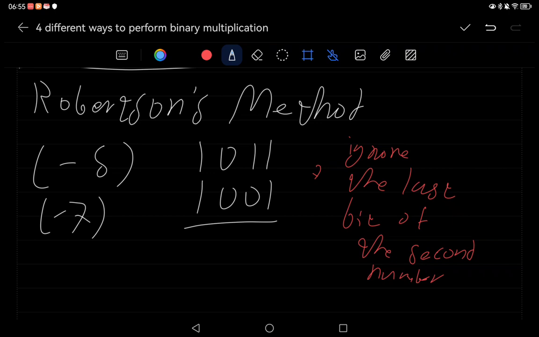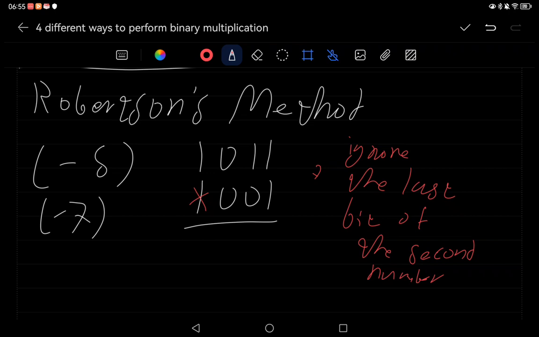So the first step with Robertson's method is to ignore the last bit, or the last number, of the second number. In our case, which is minus 7, I will ignore the last number, which is 1, and I will perform a normal multiplication.